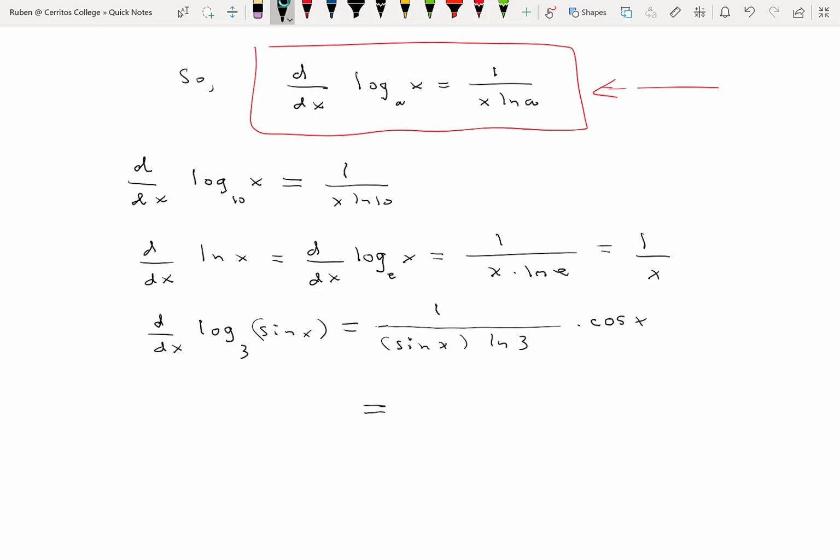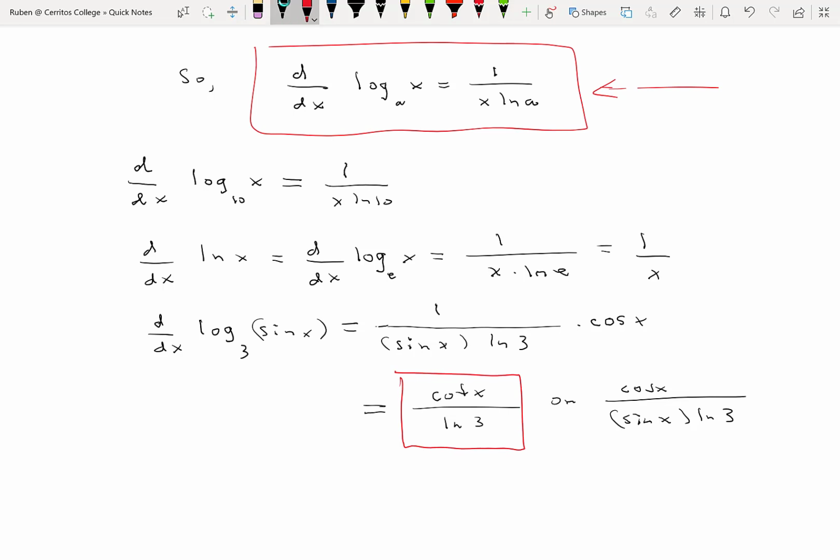Can you see a simpler expression for this? Well, we could write the cosine on top, but yeah, what's cosine over sine? It's cotangent, so we could write this as cotangent of x over the natural log of 3. We could also leave it as just cosine of x over sine of x times the natural log of 3. But the answers in textbooks tend to be as fancy as possible, although they're not consistent. Either's okay, though.